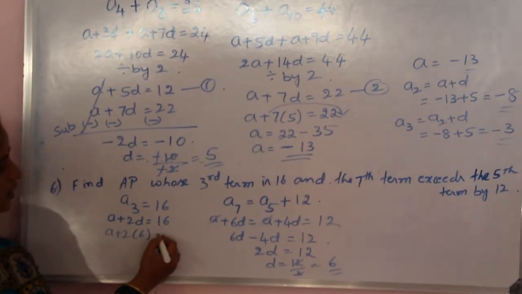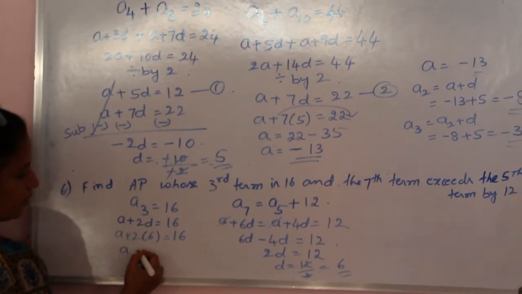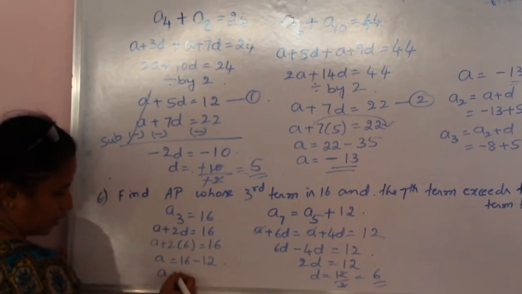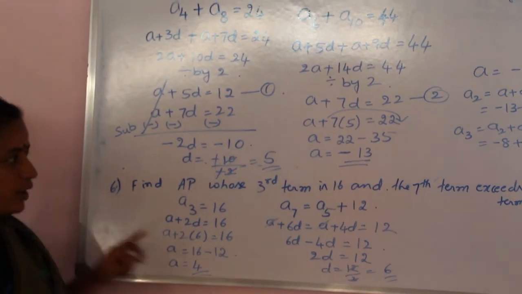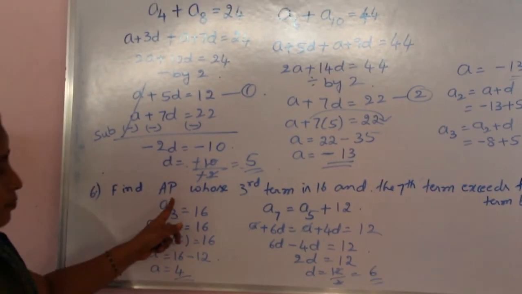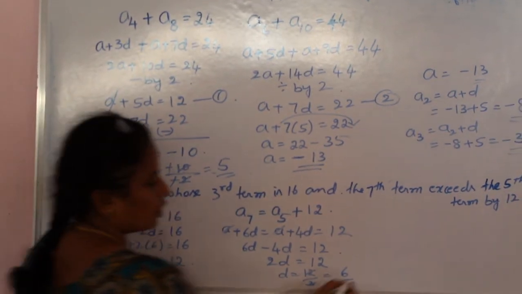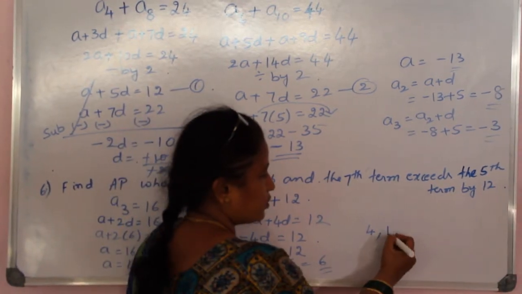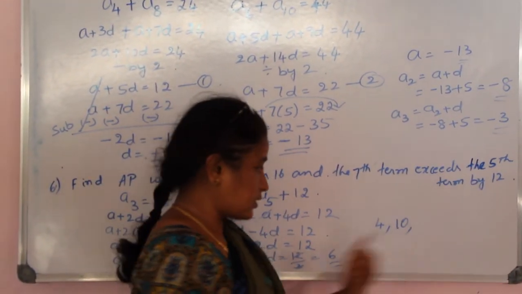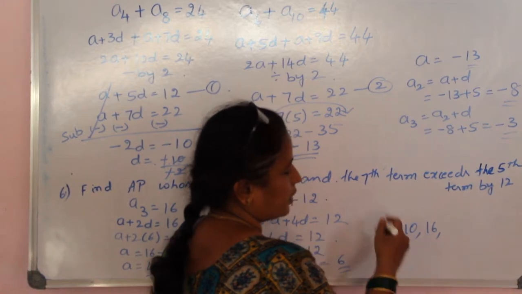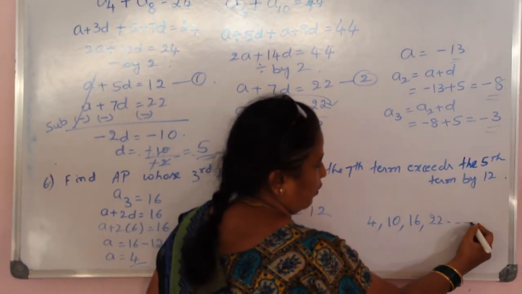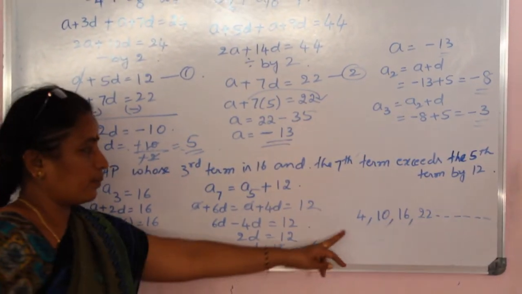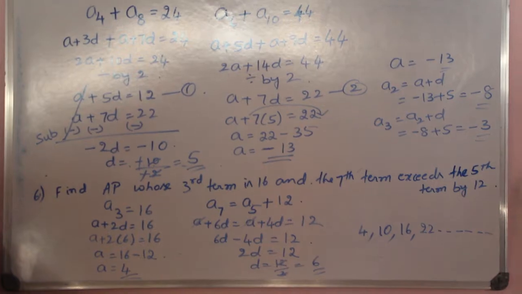A plus 2 into 6 equals 16. A equals 16 minus 12. A equals 4. A equals 4, D equals 6. Find the AP. So we have to write out the AP: first number is 4. Next number is 4 plus 6, how much? 10. Next number is 10 plus 6, 16. Next number is 16 plus 6, 22. Enough. 3 to 4 numbers we should write and put the dashes. Then it represents the series of the AP.